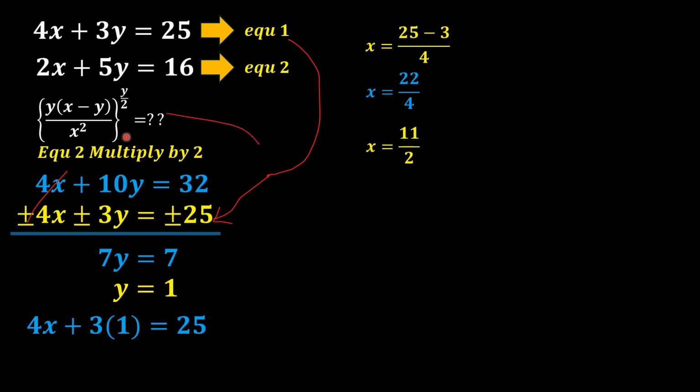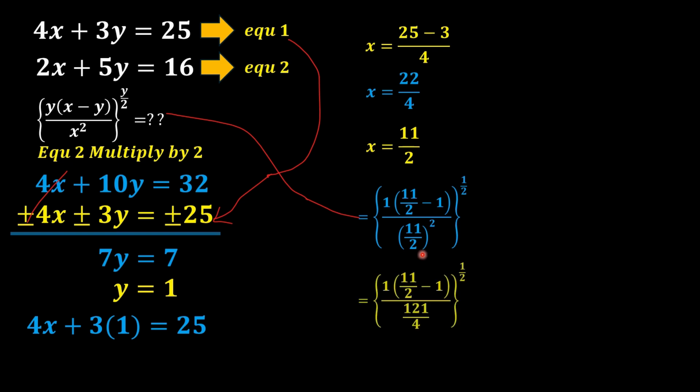Now we should use these values in order to find the value of the required expression, and we should replace x = 11/2 and y = 1 inside the expression. When we replace x and y with these values, we get (1 × (11/2 - 1)/(11/2)²)^(1/2). Now in the next step, we should open the square for both of these values. As a result, we get 121, the square of 11, and 4, the square of 2.